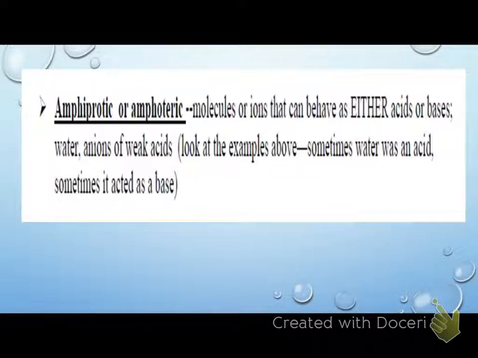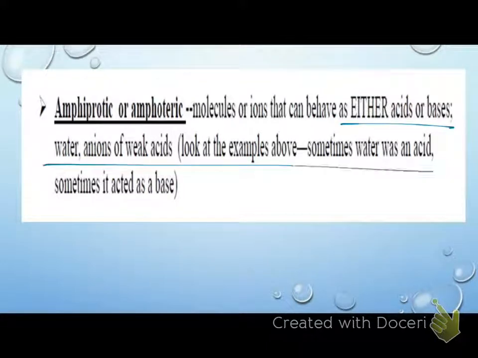Amphiprotic or amphoteric, whichever way you want to say it, describes molecules or ions that can act as either an acid or a base. Water is the biggest example of something that's amphoteric because it can act as an acid by donating, and then it becomes OH- on the other side, or it can act as a base by accepting, and then becomes the hydronium, H3O+.